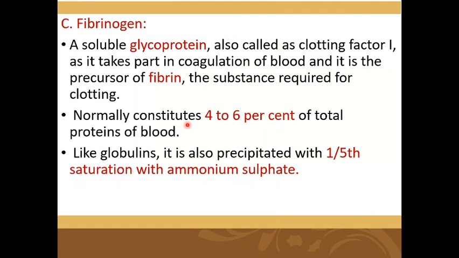Next we come to fibrinogen. You must have seen the clotting mechanism of fibrinogen in physiology, and you must know fibrinogen very well. It is a soluble glycoprotein, carbohydrate combined with protein, also called clotting factor 1, as it takes part in the coagulation of blood, and it is the precursor of fibrin, because fibrinogen forms fibrin, which is actually the blood clot. Normally it consists of 4 to 6% of total proteins in blood.